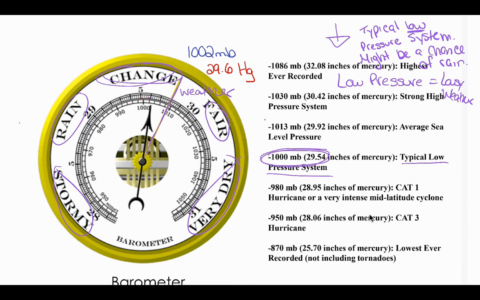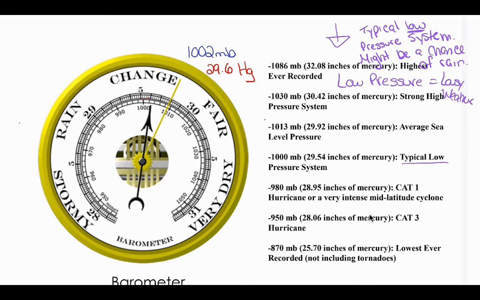And that's kind of why this, and I'm going to erase this part just so that you can see the arrow clearly, why the yellow arrow is kind of in between change and fair. So yes, we're going to experience that low pressure system.